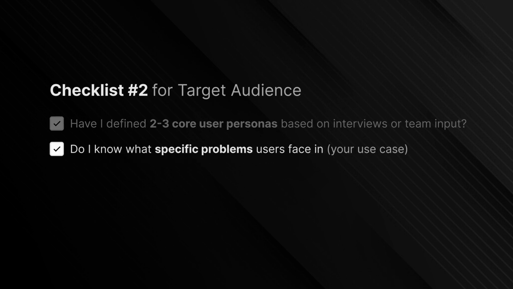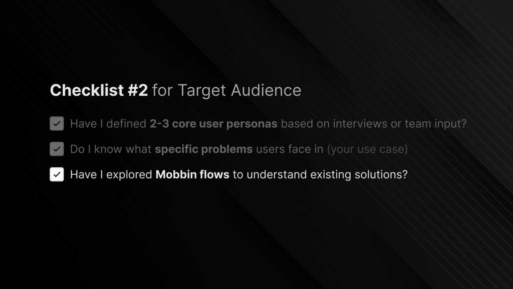Then do I know what specific problems users face in managing their finances? Because we're talking about a budgeting app, right? And going through Mobbin flows will actually help you understand what kind of problems other people are already solving for. Example, is it difficulty tracking expenses? Or is it managing multiple bank accounts? How are these people solving for the same problems?